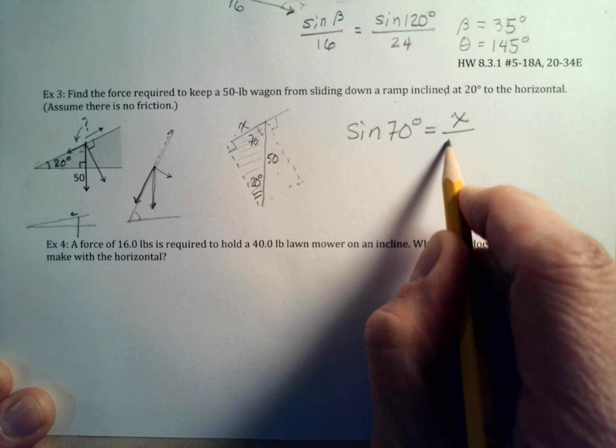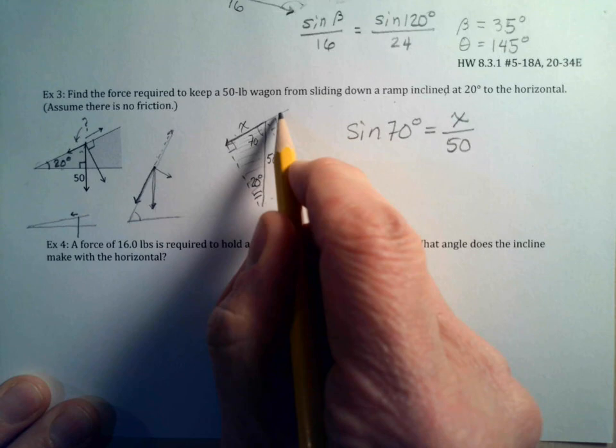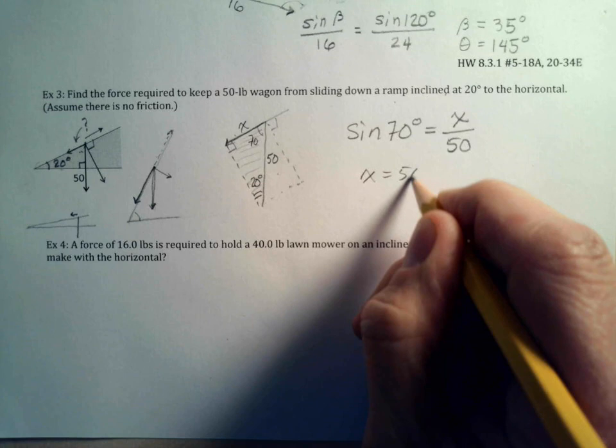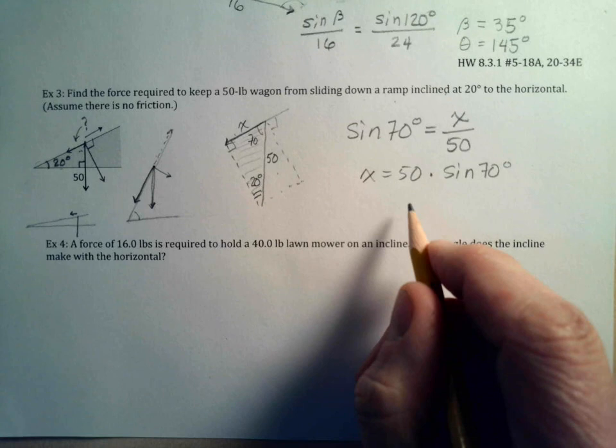Or I guess we've been using u as the force, and then that's a negative u or whatever you want to call it. All right, so then x is equal to 50 times the sine of 70 degrees. And again, I'm rounding this to the nearest whole pound. And so x is 17 pounds.